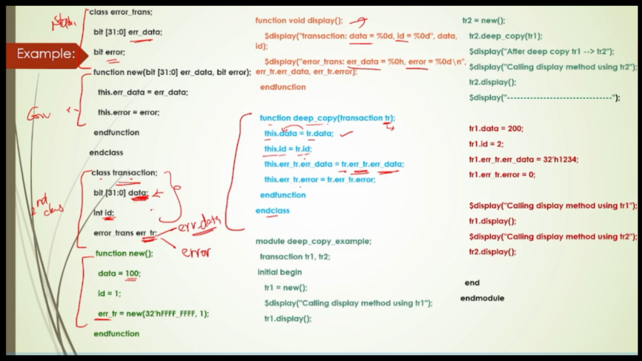Similarly, tr.error, so whatever is there in this will be copied. Similarly, if you have two more internal objects, those two objects will also be copied in such a way. Okay, and then end function. So this is my customized deep copy function. This is very important when you are going for deep copy.